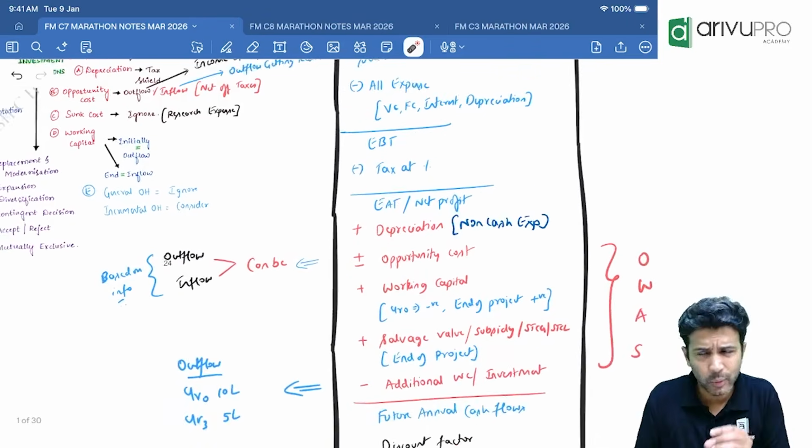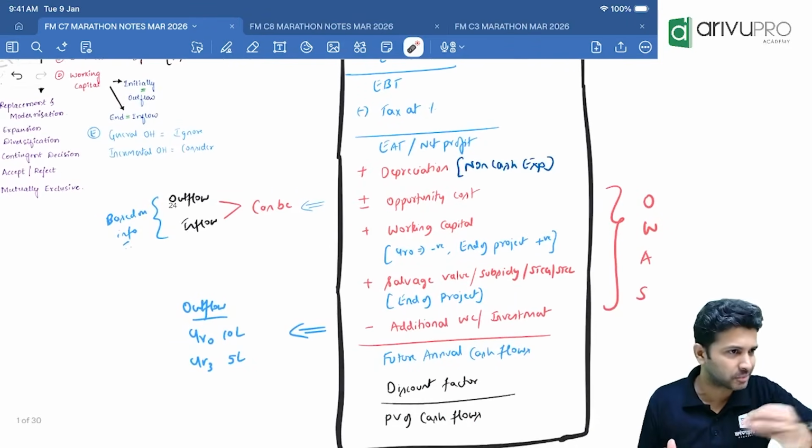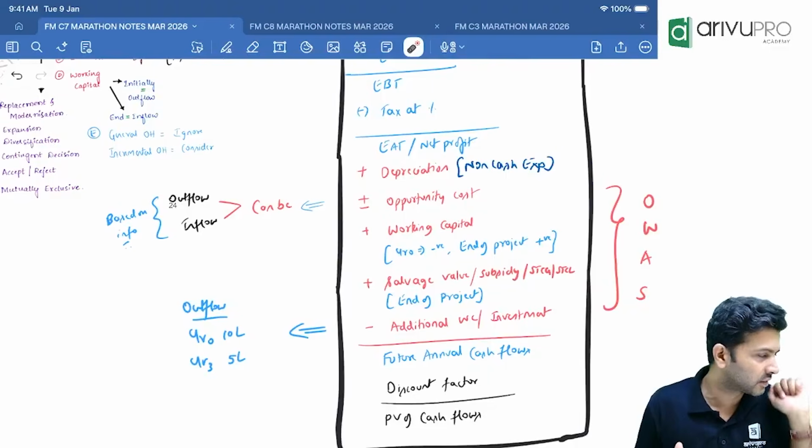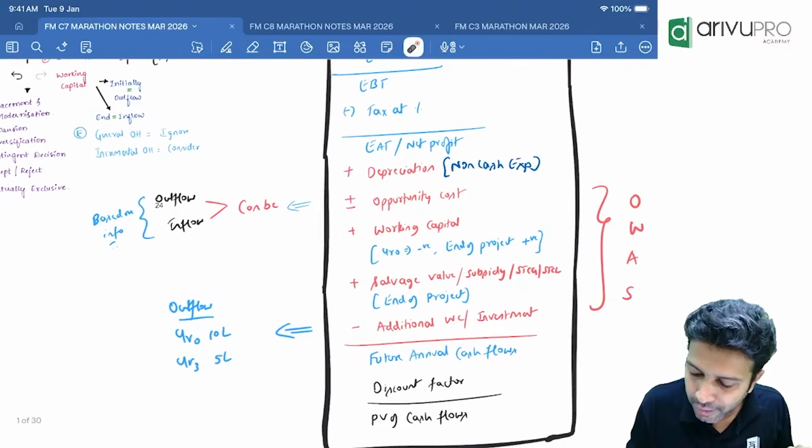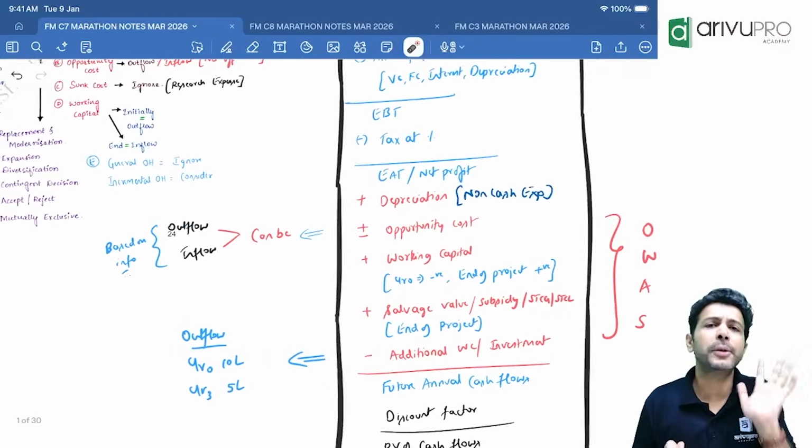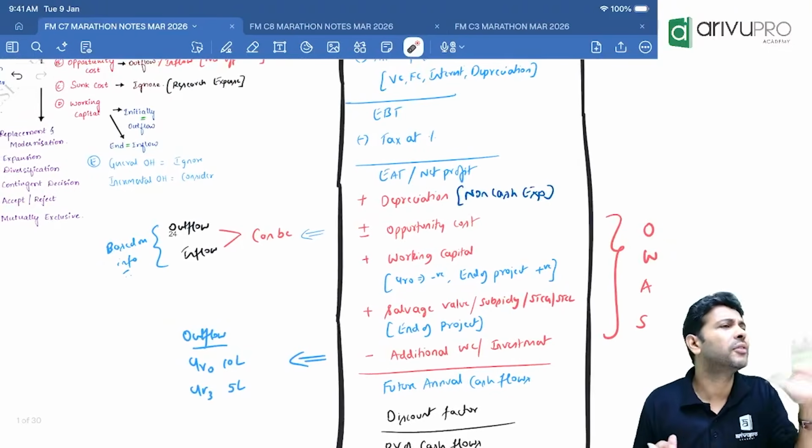Just to be on the safer side, I will quickly recap this OVAS adjustment. Then when it comes to the problem, we'll discuss a little more. O for what, people? Opportunity cost. Opportunity cost here simply means sacrificing cost.